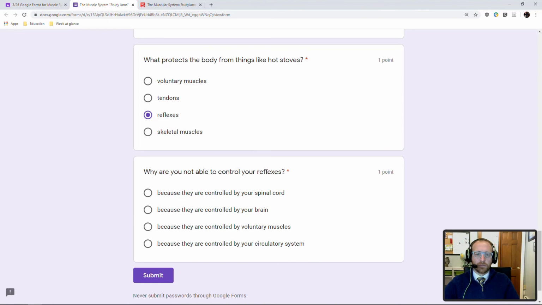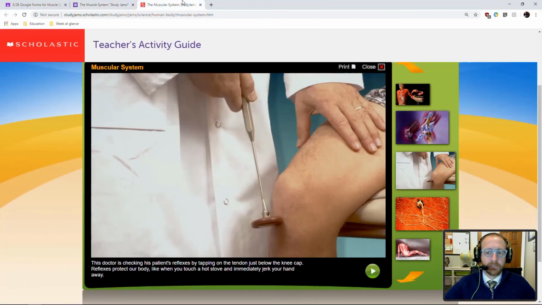Why are you not able to control your reflexes? Because they're controlled by your spinal cord, because they're controlled by your brain, because they're controlled by voluntary muscles, or because they are controlled by your circulatory system. Let's see.